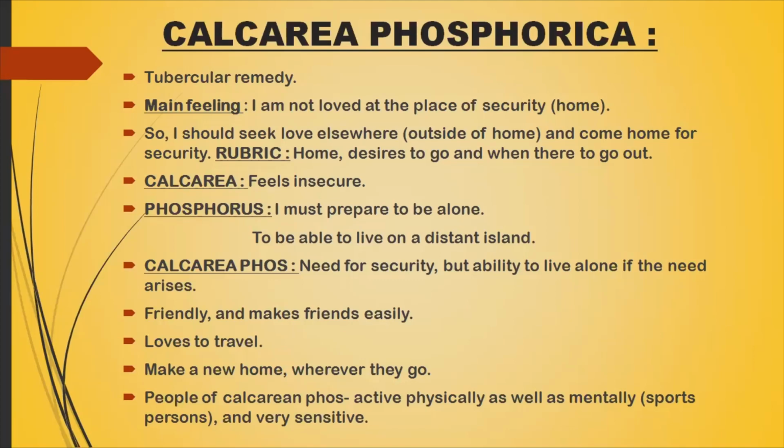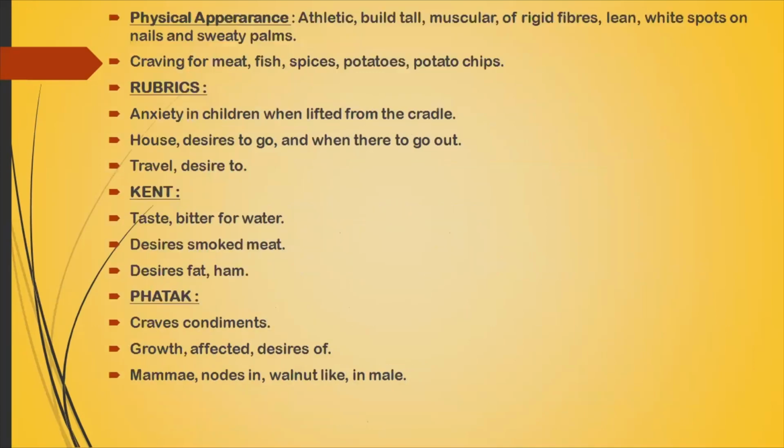People of Calcarea phosphorica are active physically and mentally. They are like athletic bodies, tall, lean, muscular. They crave meat, fish, spices, potato chips likewise. The rubrics are anxiety in children when lifted from cradle, travel desire to, craves condiments.